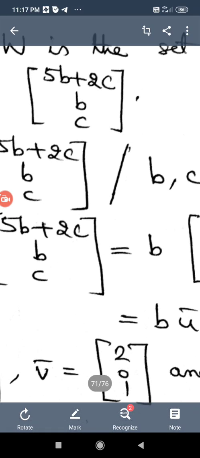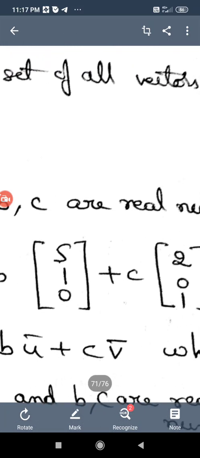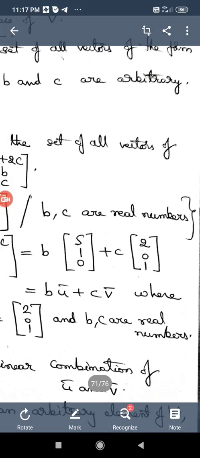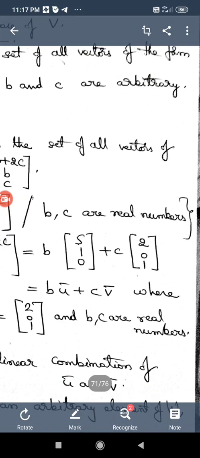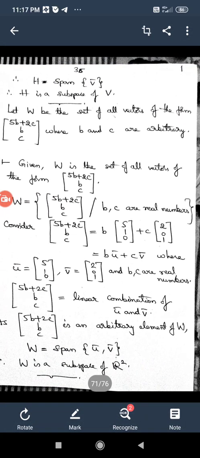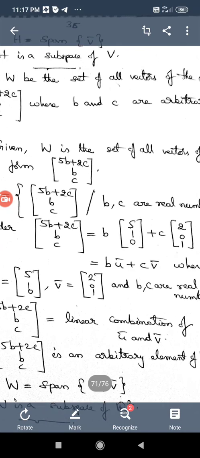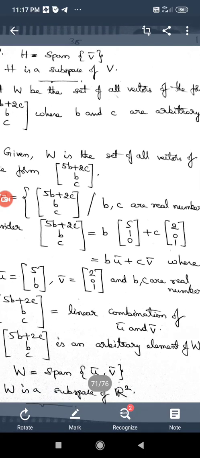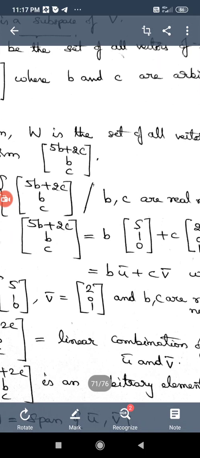And what about these b comma c? Where are they considered from? If we see, they are real numbers. b comma c are given real numbers. That is how W is equal to the set of all elements (5b plus 2c, b, c) such that b comma c are real numbers.